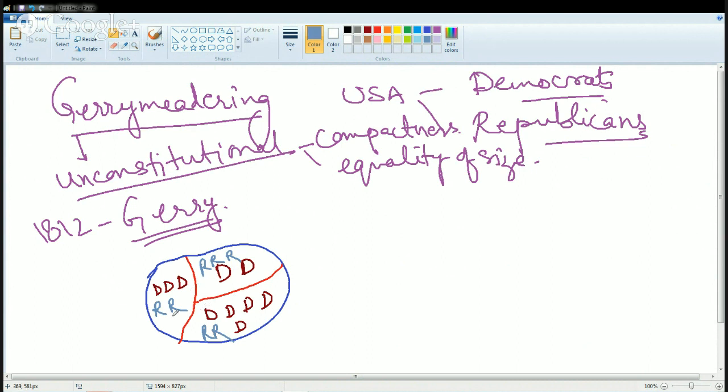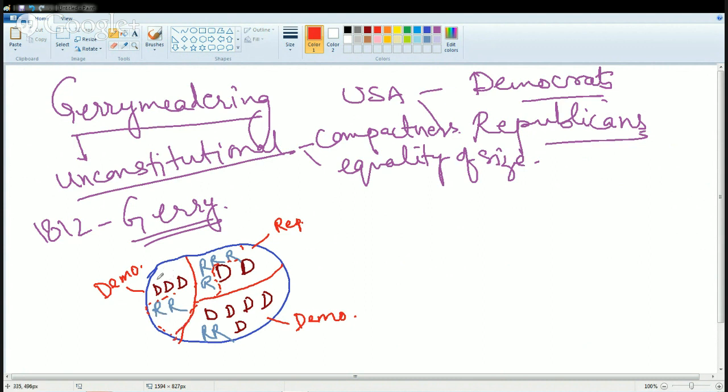Now the first district has 2 Republicans, and here you have 4 Republicans. So this district would be predominantly Republican. This district is predominantly Democrat, and this district is again Democrat. So what can Republicans do here to gain advantage? They can redraw the boundaries and include this region as well into a Republican one. Or else I can redraw a boundary here and include these Republicans into this region.